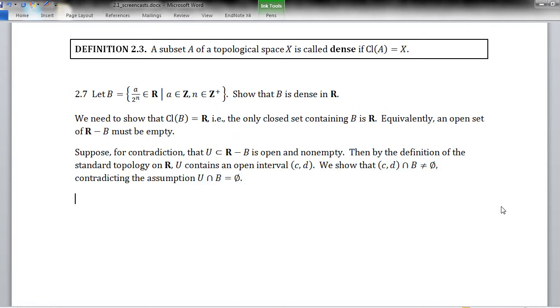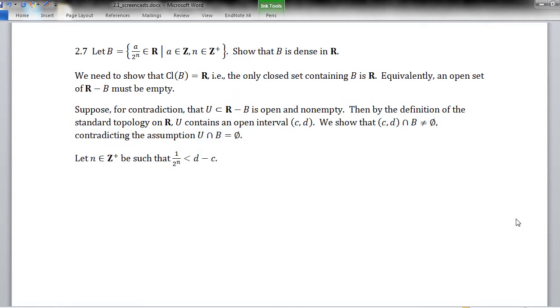All right, well, here's how we're going to do that. First of all, we're going to let n be some positive integer which is so big that 1 over 2 to the n is less than the length of this interval, the difference between its two endpoints.